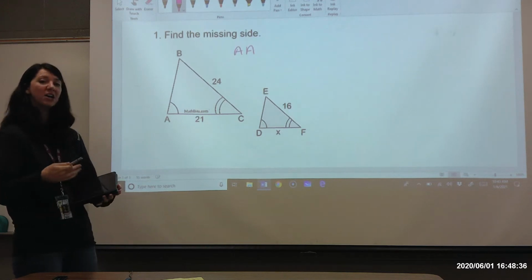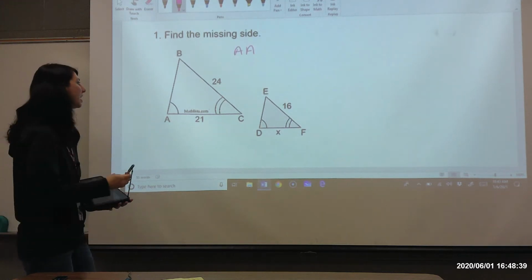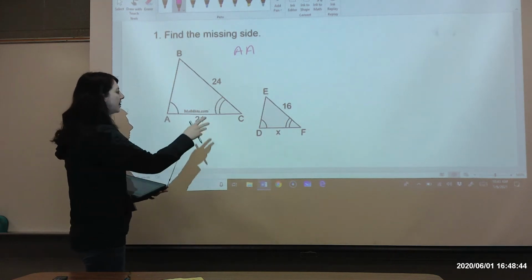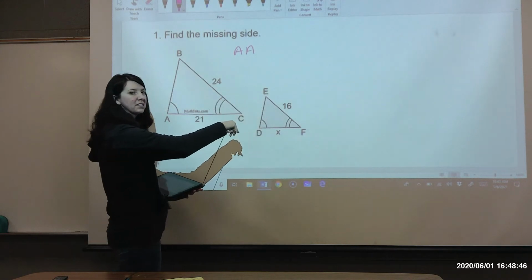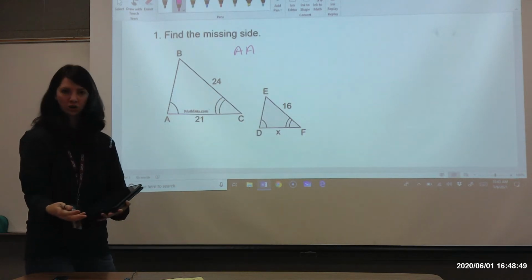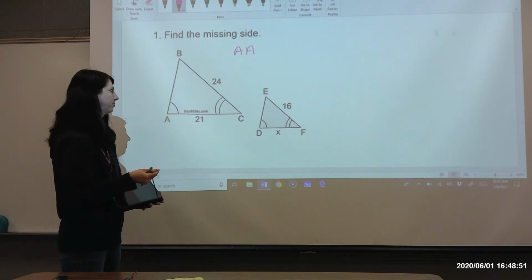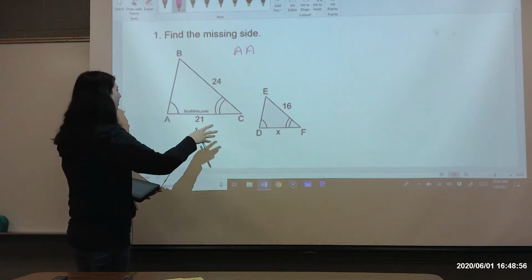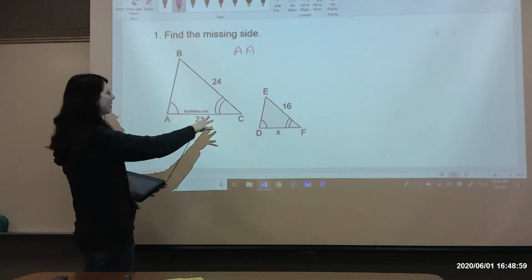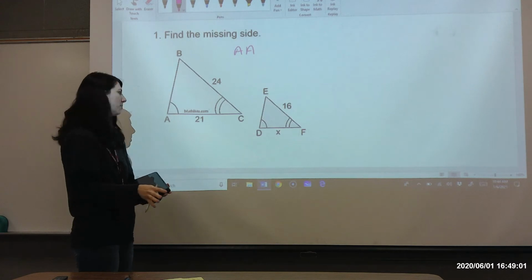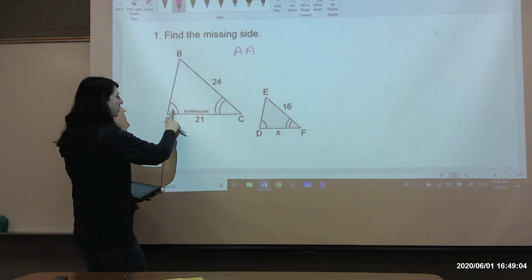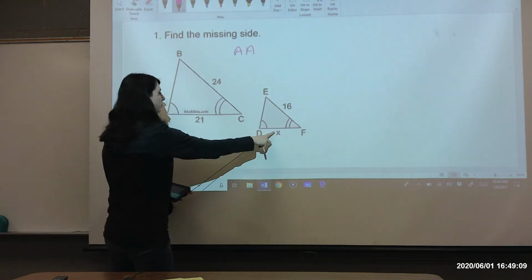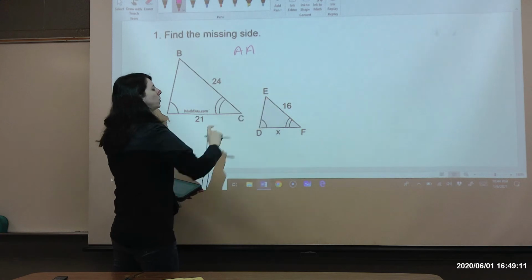If I know they're similar, that means all 3 of their angles are congruent, and their corresponding sides have to be proportional, which means they're multiplied by the same scale factor. So we just need to line up our corresponding sides. I look at my angles to help me out. You can also look at the shape, but don't rely just on the shape. 21 is between the 1 and 2 congruent marks. So x is in between the 1 and 2 congruent marks. So 21 goes with x, which leaves 24 with 16.